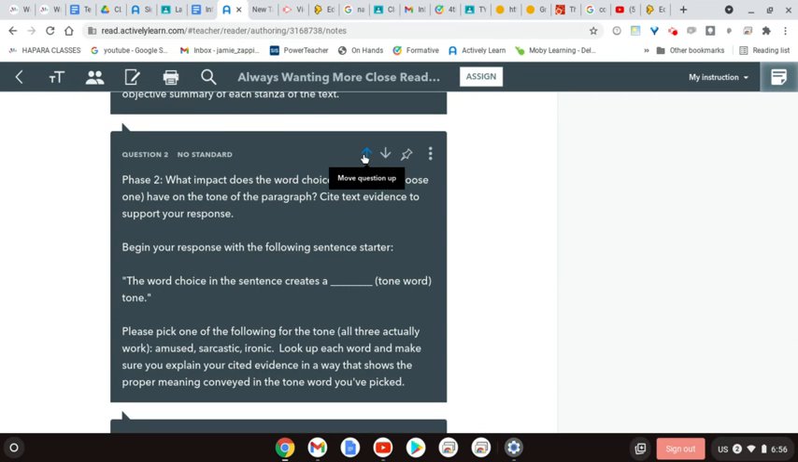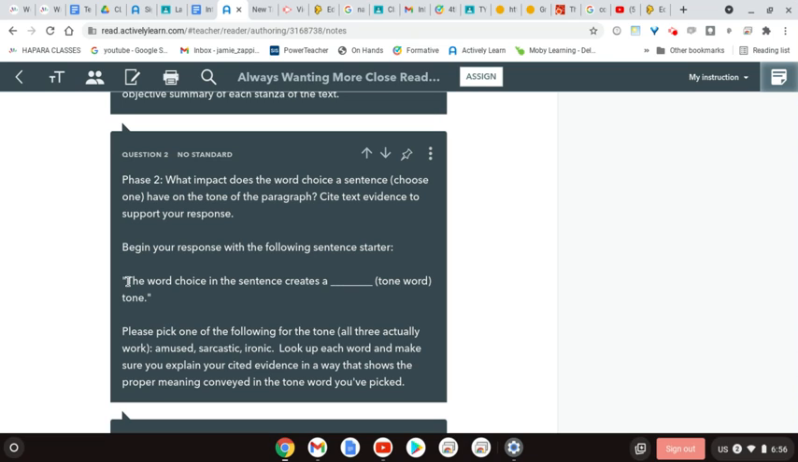For this particular phase, I'm asking that you use one of my tone words. And in fact, in this case, all 3 tone words actually work in this paragraph. The 3 words I've given you are the words amused, sarcastic, and ironic. All 3 words represent a tone in the piece. I would recommend that you look up each word before you decide on the tone or attitude that you think is most able to be recognized in a sentence of this piece.